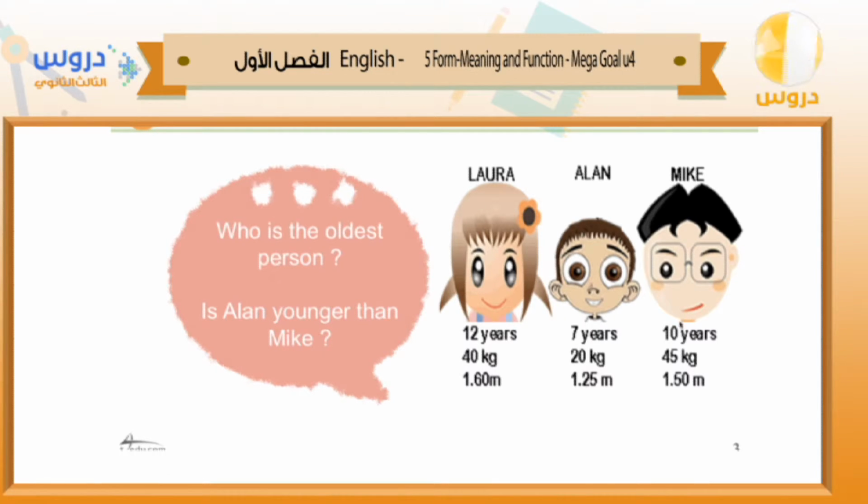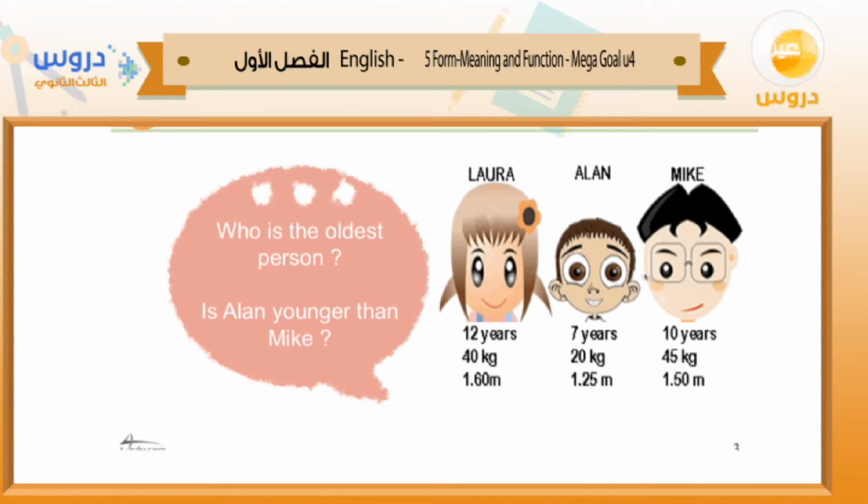After that, we have Mike. Mike is younger than Laura. And Alan here is the youngest. He is the youngest person here because he is 7 years old. So if we ask this question, who is the oldest person here, we can say Laura because she is 12 years old.